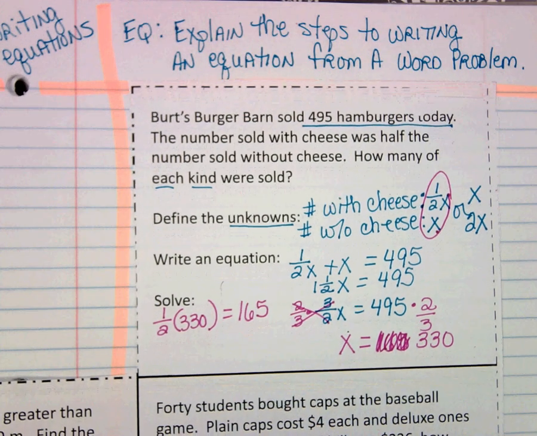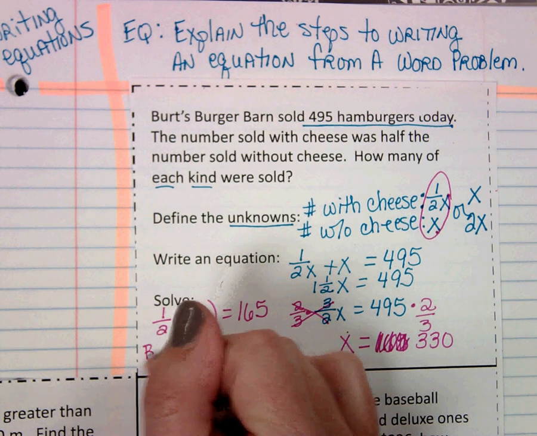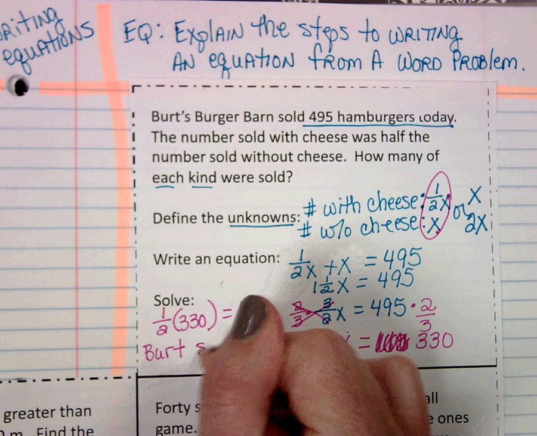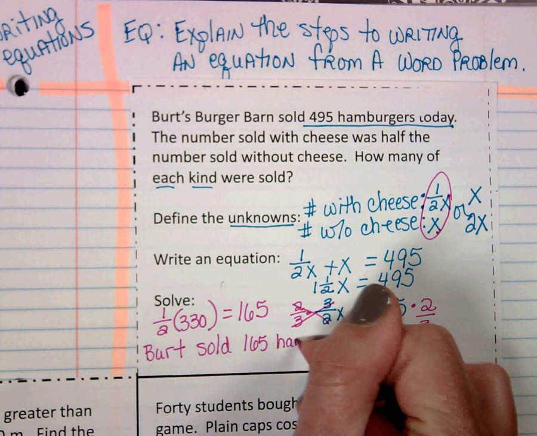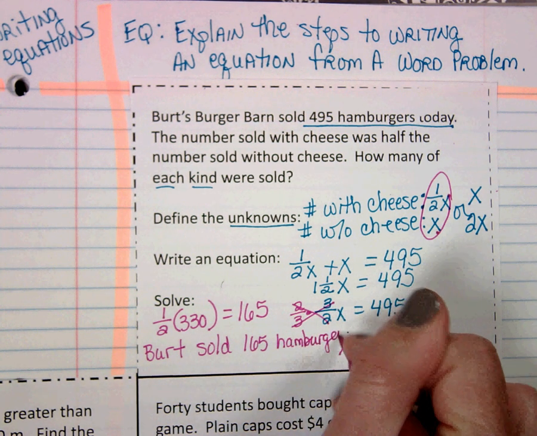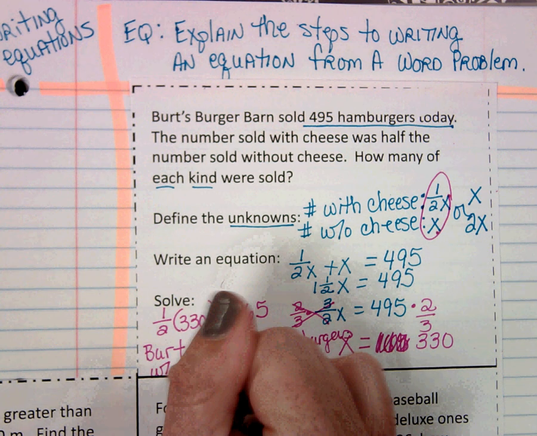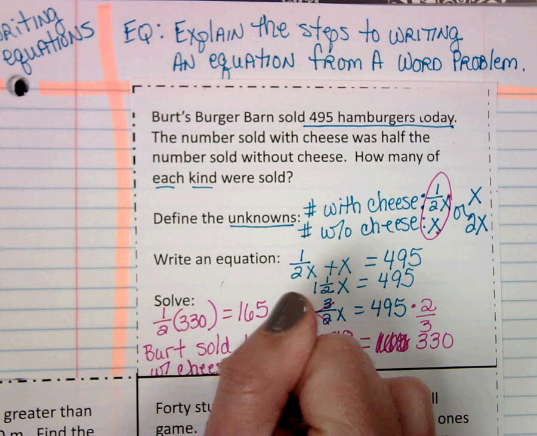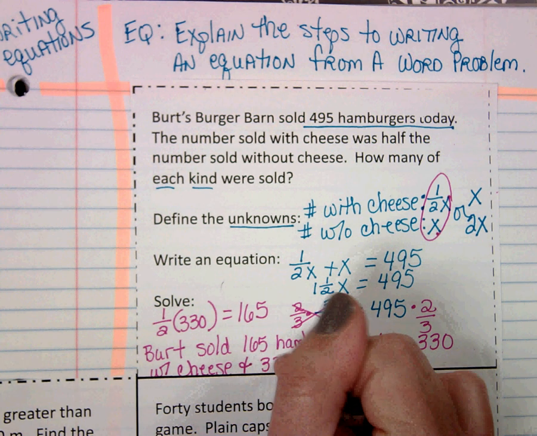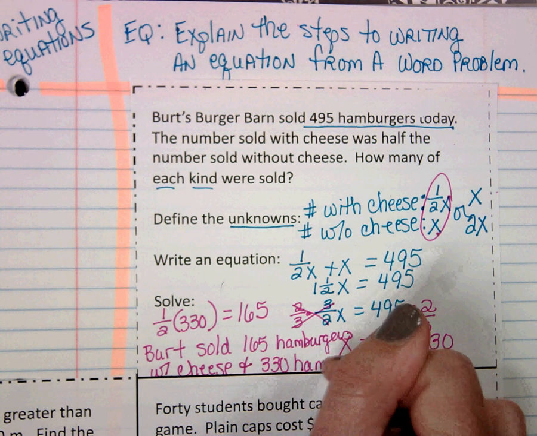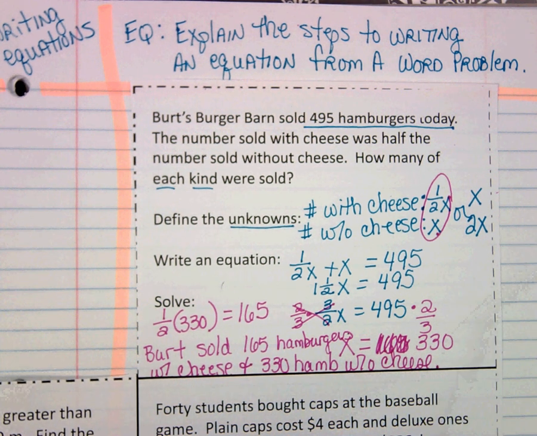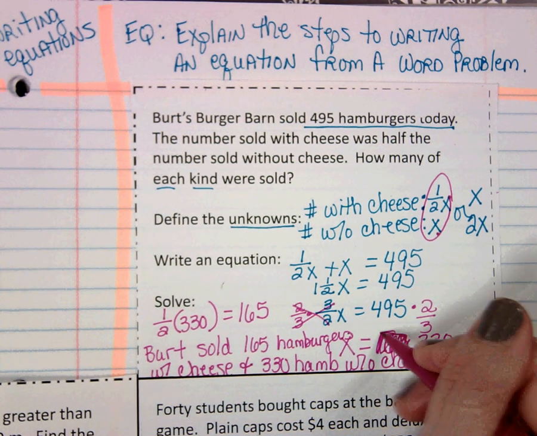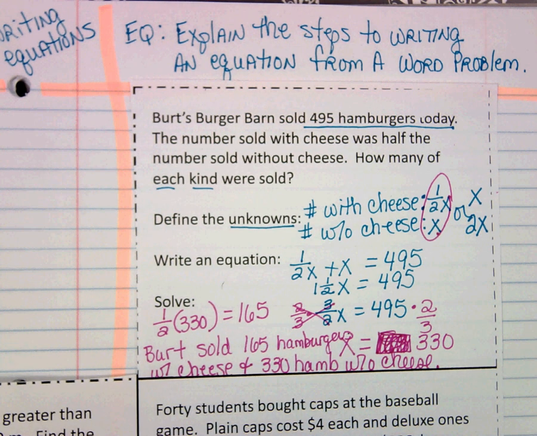So let's sum up what we just said here. Basically, we're saying that Bert sold 165 hamburgers with cheese. I'm going to abbreviate because I'm out of room. And he sold 330 hamburgers without cheese. Sorry about that. Okay, see, it's okay to make a mistake. We just got to fix it and make sure that we're doing it right. Okay, let's look at the next problem.